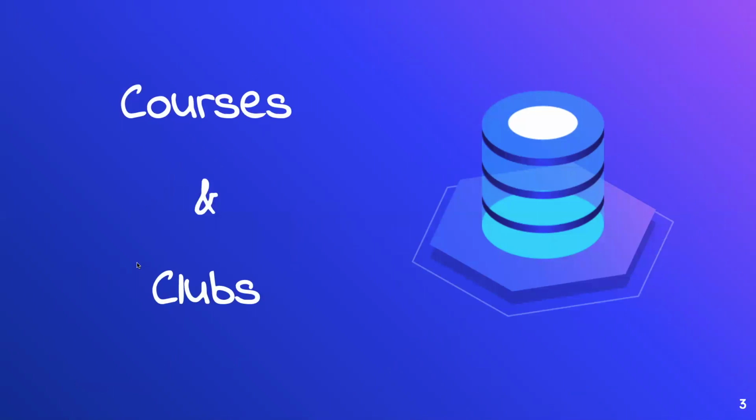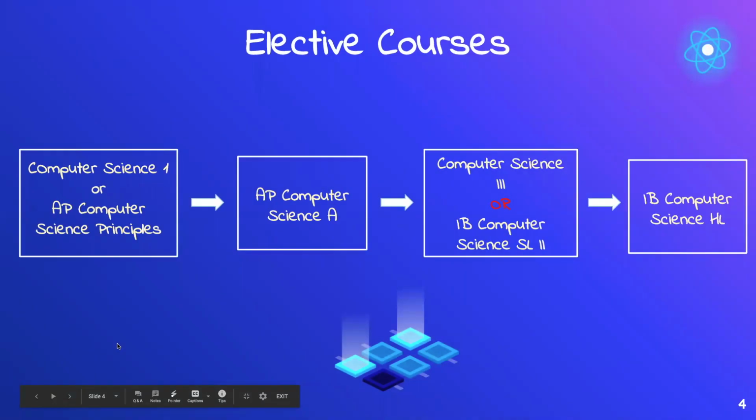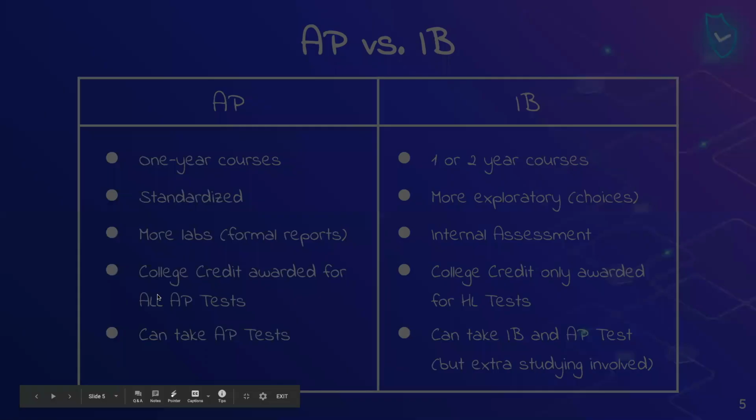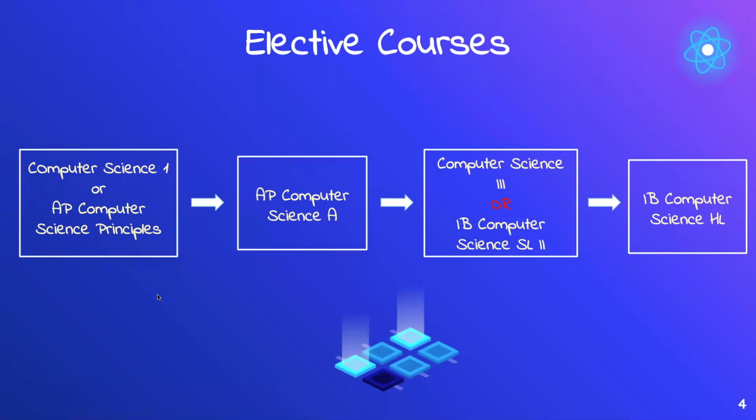First we'll talk about courses and clubs at Westwood that you can take. For elective courses pertaining to computer science, in freshman year you can start off by taking either Computer Science 1 or AP Computer Science Principles. Computer Science 1 pertains more to coding languages and learning basic coding. AP Computer Science Principles covers both computer engineering and computer science. You cover some Scratch and Python, and you learn some computer engineering regarding the basics of the internet and the insides of a computer.